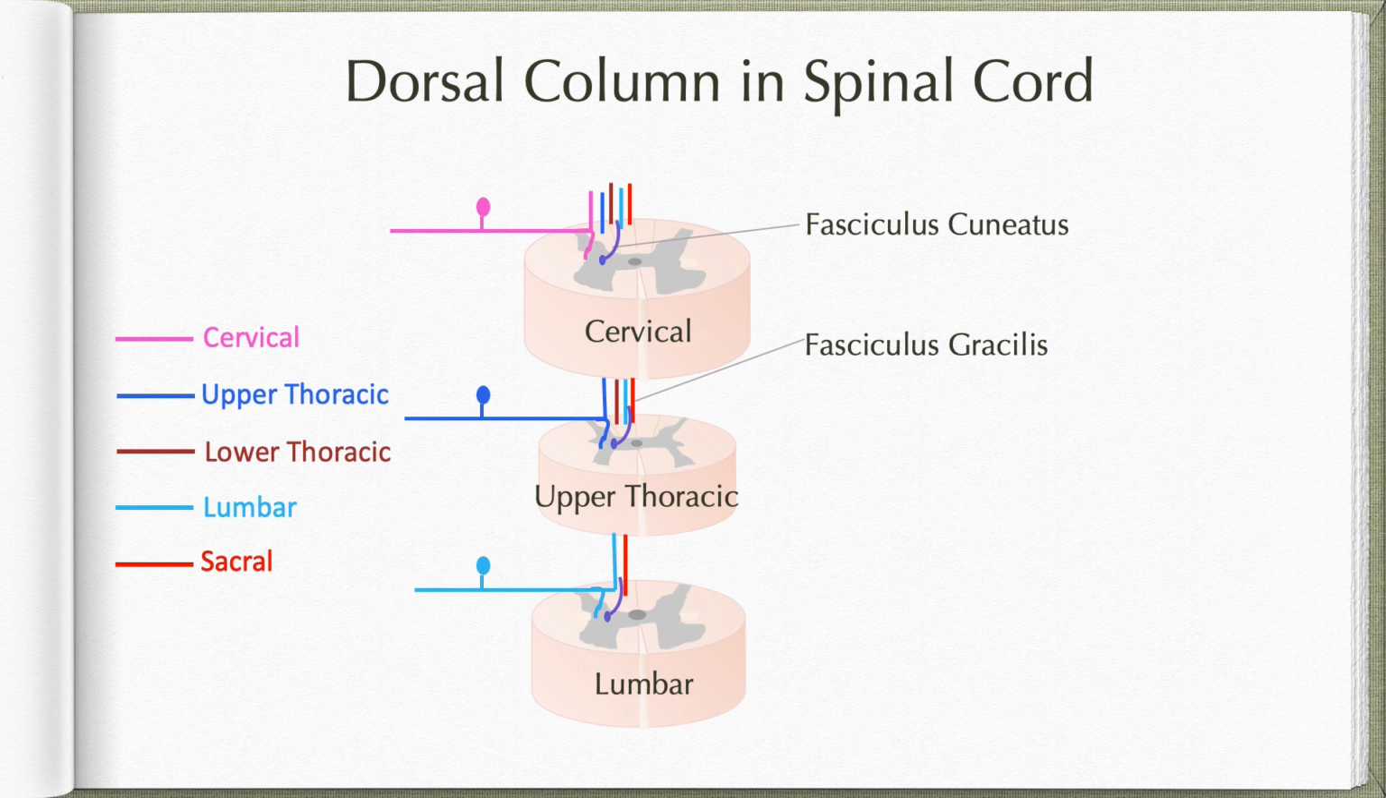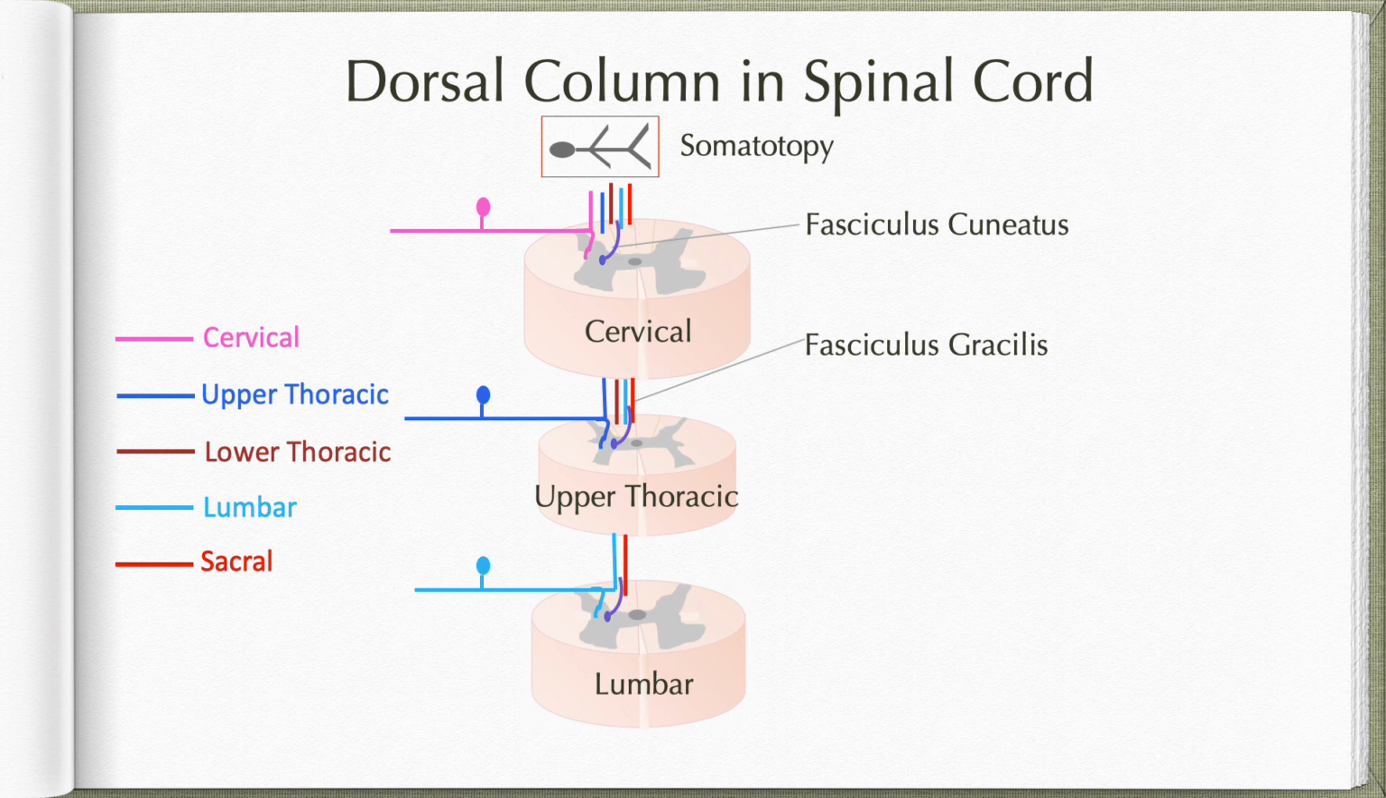At the level of the cervical region, we see that the fibers are arranged in a particular fashion such that fibers of sacral segments are located medial most and fibers of the cervical segments are the lateral most. Such an arrangement of fibers, in which different parts of the body have a designated area of representation in the fiber bundle, is called somatotopy.